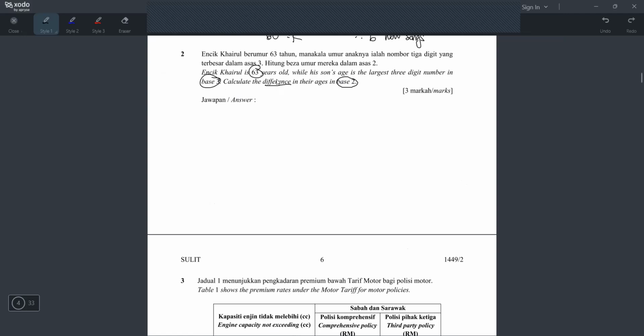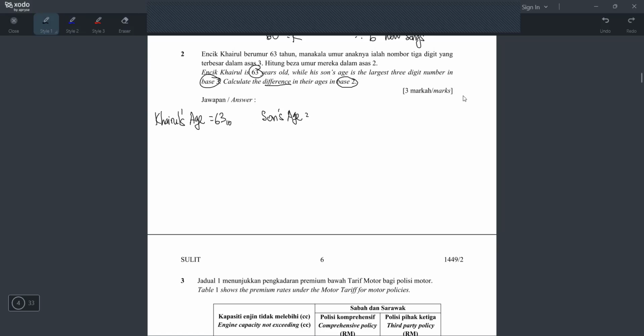Before you find the difference, you need to know both their ages first. So I already know Khairul's age in base 10. Khairul's age in base 10 is 63 base 10, right? But I don't know his son's age. So what is the son's age? Okay, this one I should write Khairul's age. We already know this is 63, but it's in base 10. If they never write any base, it means base 10. The son's age is the largest 3-digit number in base 3.